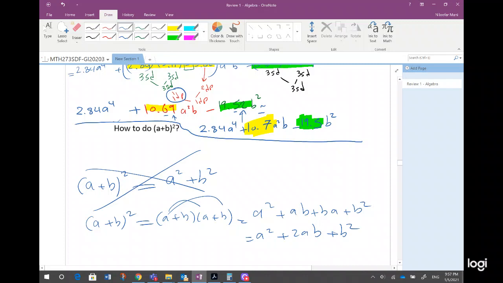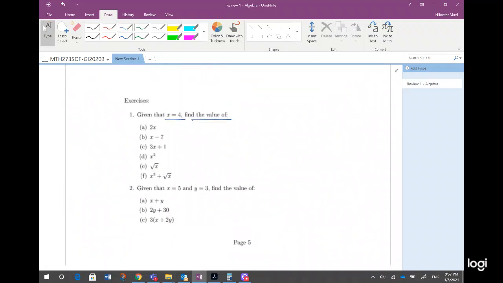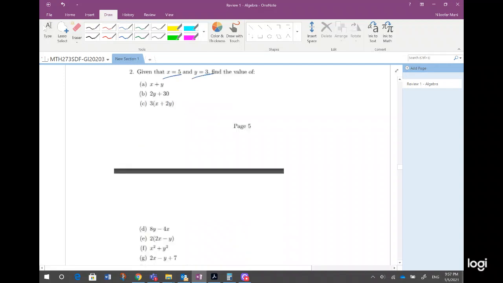Okay, see, this is the answer. So I don't forget that I have this term as well. Okay, so now I have some exercises for you. So x equals 4 and you substitute to find the answer. You put x equals 4 or x equals 5 or y equals 3 in all of these, when you see x, when you see y, and just based on basic math calculate the answer. So these are just exercises.